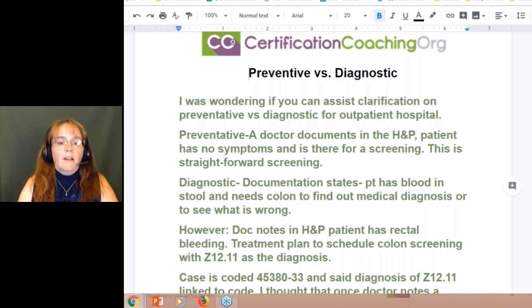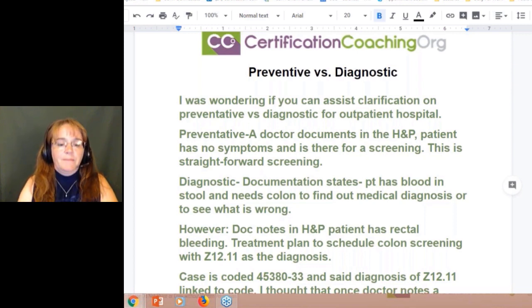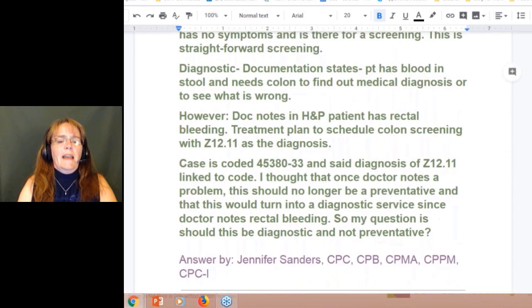Okay, that's preventive. Diagnostic, okay, there's something documented that says they have blood in the stool or something like that. So, okay, we need to go in there. This is diagnostic. We need to diagnose it and look at it and see what's wrong. That's diagnostic. So what if they say the patient has rectal bleeding, but the treatment plan is to do a screening with a screening ICD-10 code as their diagnosis?